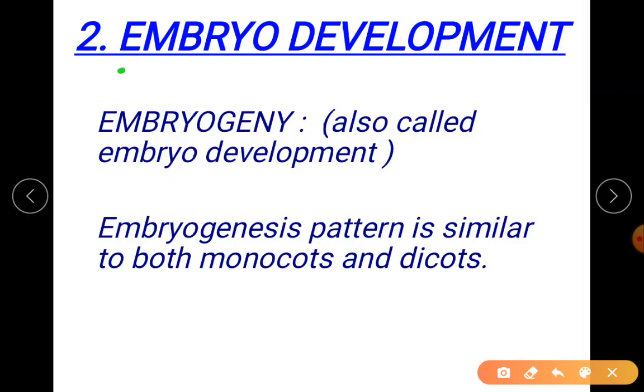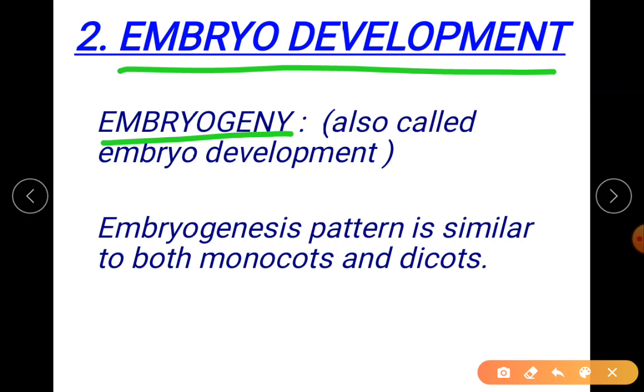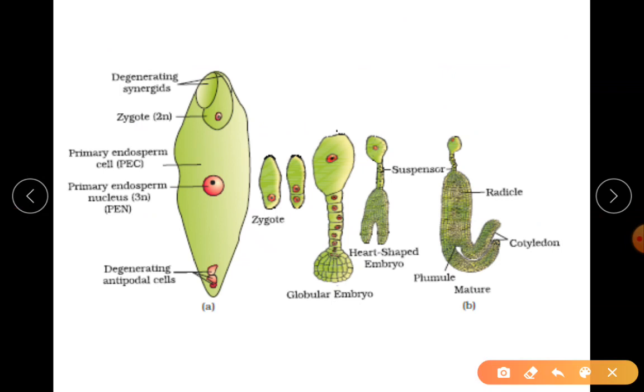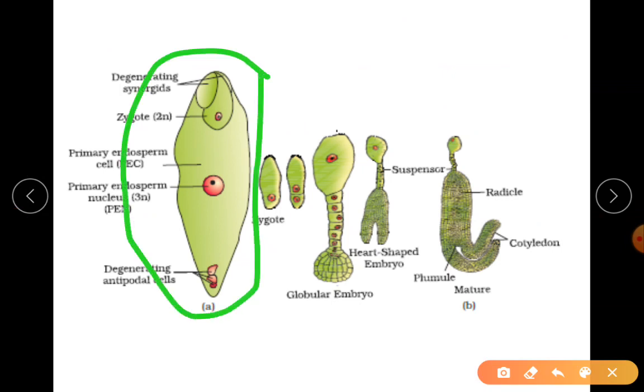Now we are understanding the second step of post-fertilization events, that is embryo development. The term embryogeny or embryogenesis is also called embryo development. This pattern of embryogenesis is similar in both monocots and dicots. Observe this embryo sac, which has totally lost its shape because after fertilization it starts to differentiate. You can find your zygote here, the rest are degenerating, and you can find your endosperm over here.